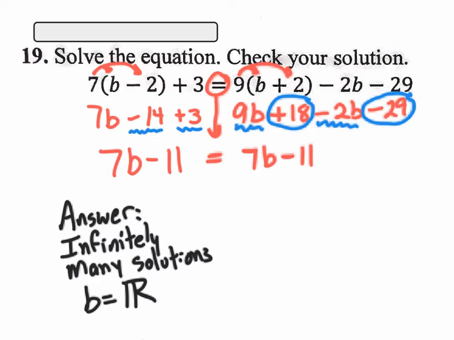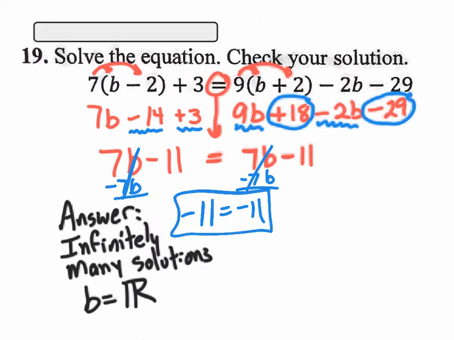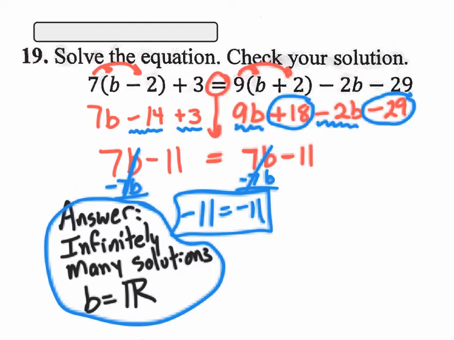Now let's say you didn't see that yet. Let's say you wanted to keep solving, like you have a b on this side, a b on that side. Let's say you wanted to get rid of the 7b, so you subtract 7b. 7b take away 7b is 0. And what you do to one side, do to the other side. 7b take away 7b is 0. You end up with negative 11 equals negative 11. That's always true, which again means that there's an infinite amount of answers, infinitely many solutions, or that your variable equals all real numbers. It could be any number you want. So when it's always true, it's infinitely many solutions.